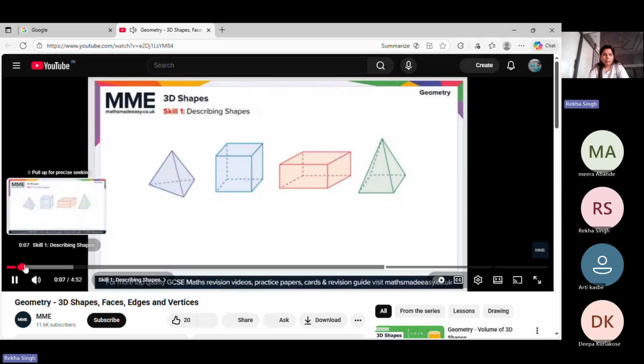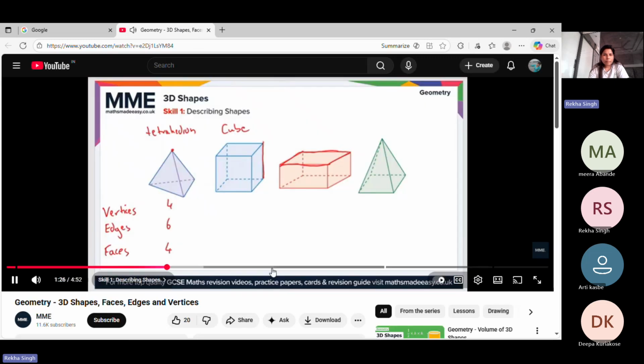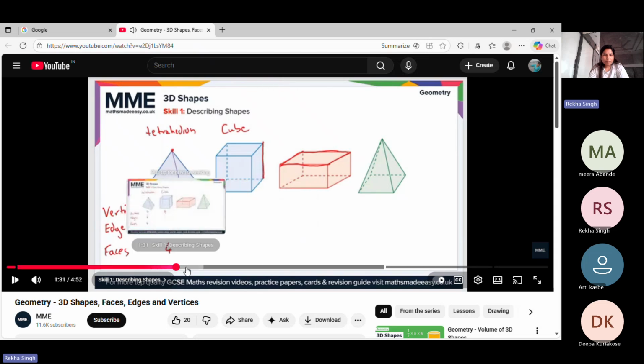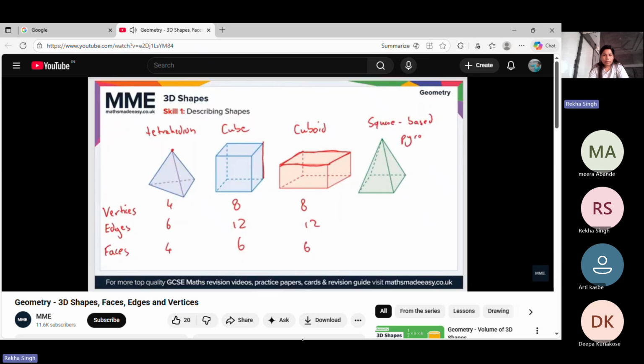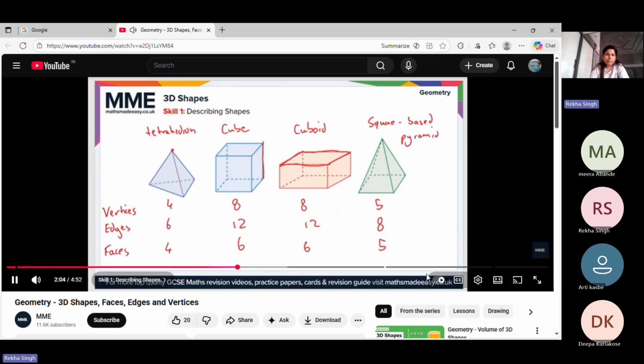Pyramid. So in this case, there are 5 vertices, 8 edges, and 5 faces.